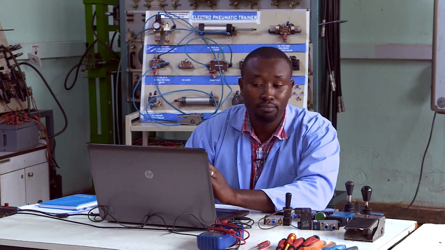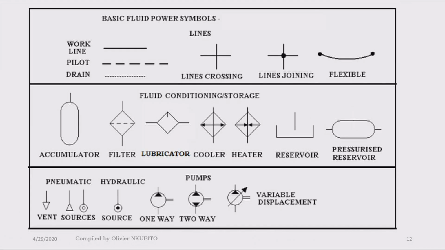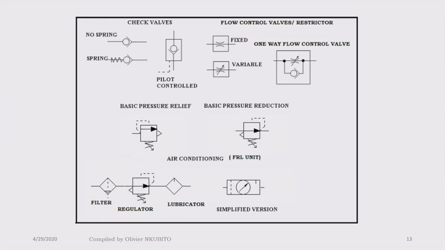So all pipes are represented by lines. And we have accumulators, we have filter, we have lubricator, we have a cooler, we have a heater, we have a reservoir, we have a pressure reservoir, the one we use in pneumatics. And here we have pumps or compressor, we have pneumatic pressure source, and we have hydraulic pressure source. Next, we have check valves. Check valves are the valves which allow the fluid to pass in one way and prevent the backflow. So it is very useful.